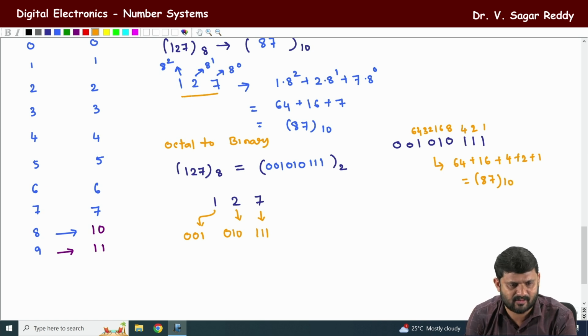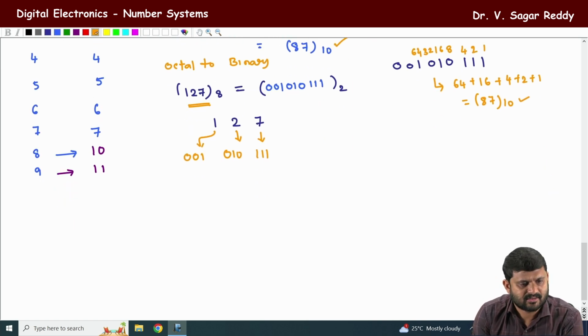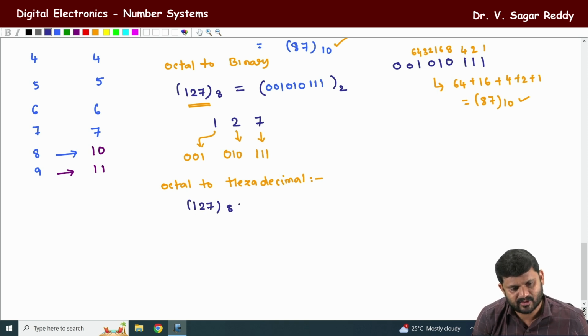Now we take the same number 127. The decimal is 87. Here also we take the octal number, and the decimal equivalent of the binary number is the same, 87. Now we'll discuss how to convert this octal number to hexadecimal. I will take the same number 127 and convert it into hexadecimal, radix 16.